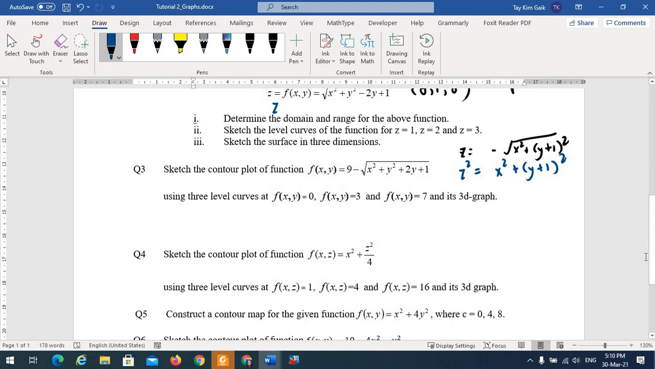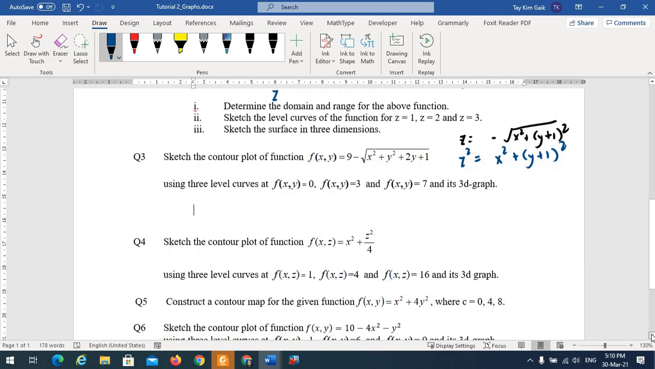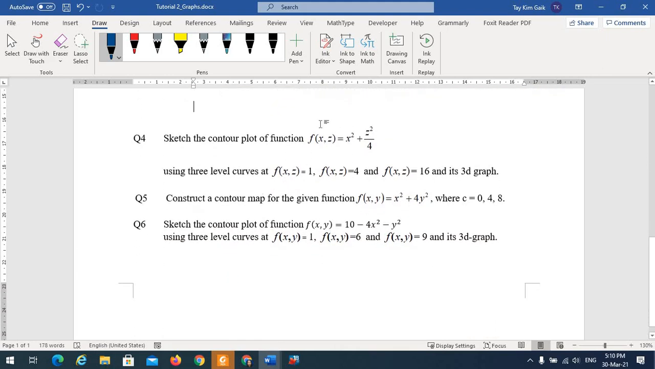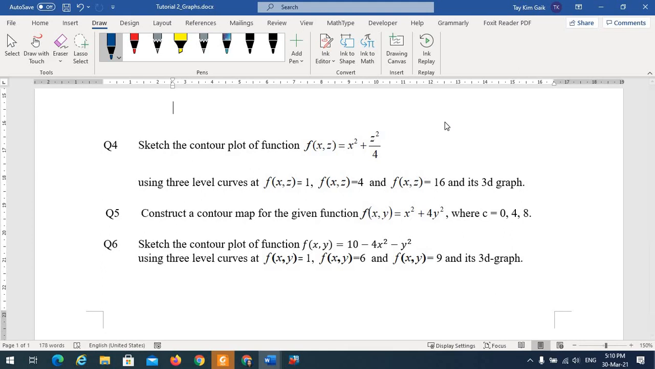So any questions here? So far, no questions. If not, you can go to question 4. This is f of x, z. Given f of x, z, you have y equal to a function f of x, z equal to x squared plus z squared over 4.